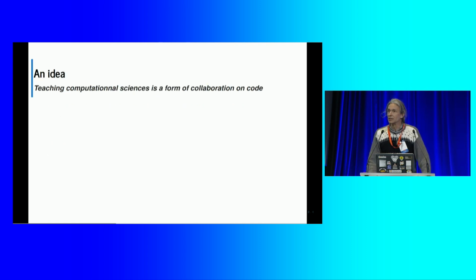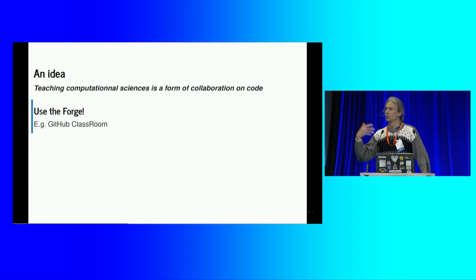So the idea is when you're teaching computational sciences, in fact, you are doing some form of collaboration in code. So if you're doing collaboration of code, you might as well use the usual tool for collaboration of code, and this is the Forge. And maybe some of you have learned about GitHub Classroom, where you put up an assignment as a Git repo, and students get it, make a clone and fork, etc., and submit it back. And then if you want to look at the assignment from your students, you just have to look at the list of all the forks of your project.